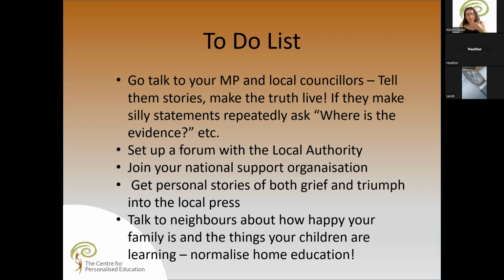So developing that relationship with the local authority will also mean that they understand the home educators better, not on an individual level, but on a group level. And a lot of the problems that happen in local authorities happen purely because of ignorance and assumptions. So getting to know them on a group level is also safe.